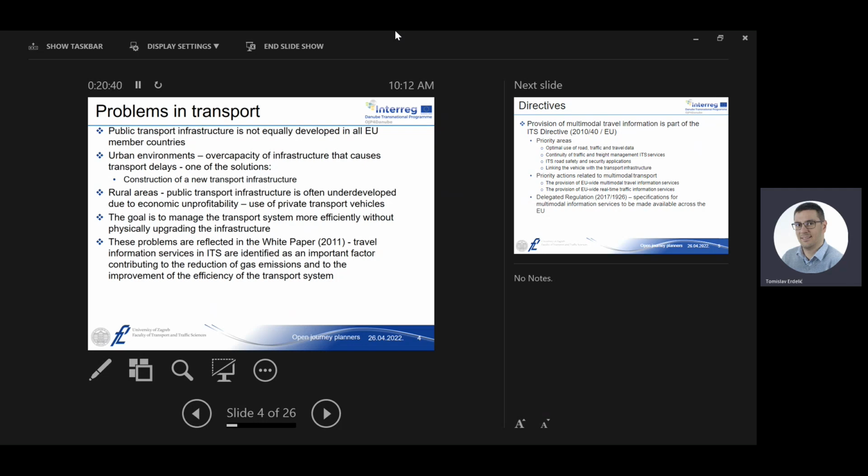Okay, that's why people in the rural areas use more private cars, so they use private transport here. The goal is to manage the transport system more efficiently without physically upgrading the infrastructure, as we already said. And all of these problems are reflected in the white paper. Did you ever hear about the white paper of the European Union?